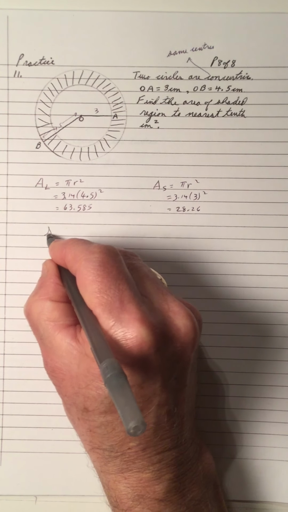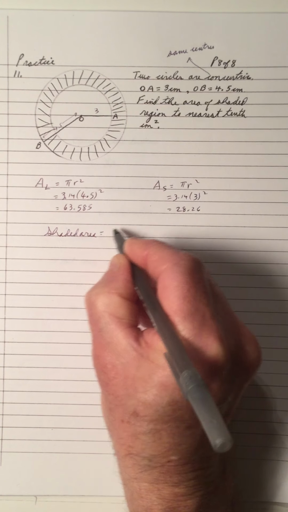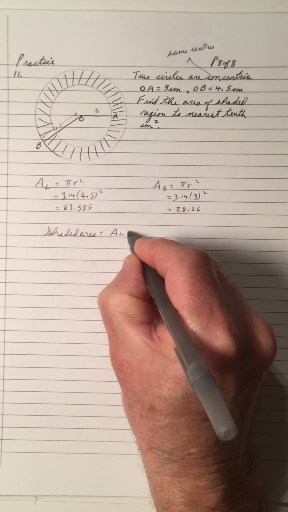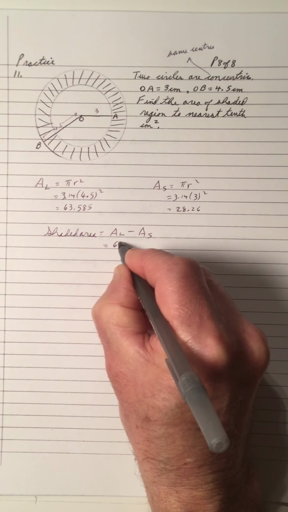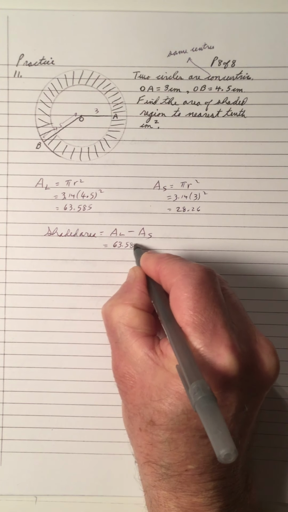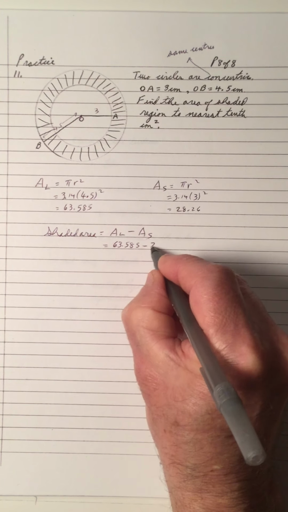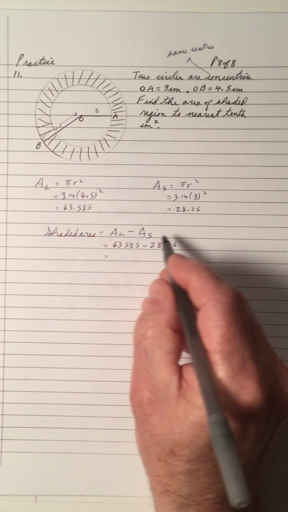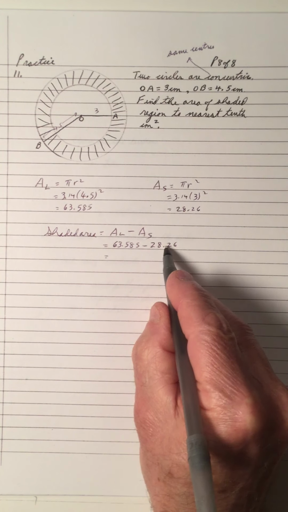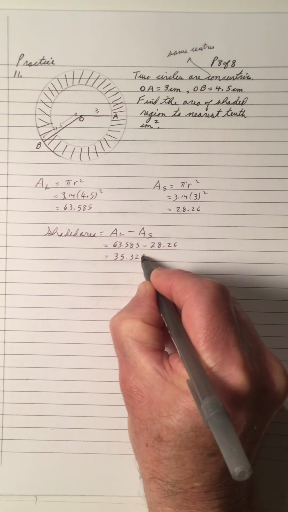So the shaded area is the area of the large minus the area of the small. And so that's 63.585 minus 28.26. When you subtract the two of these with your calculator, you get 35.325.